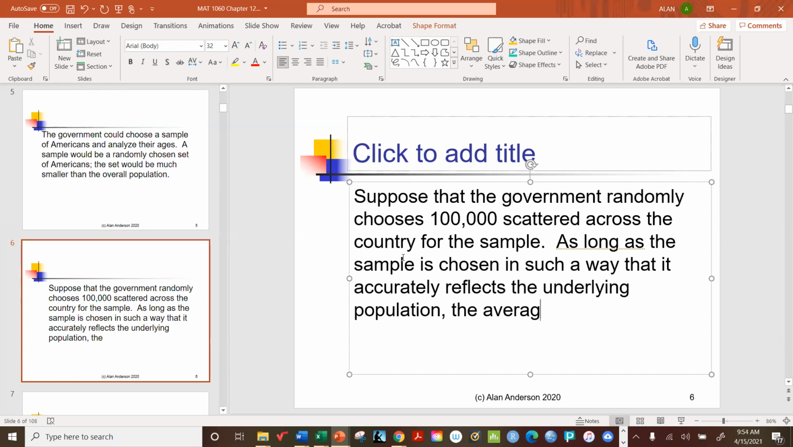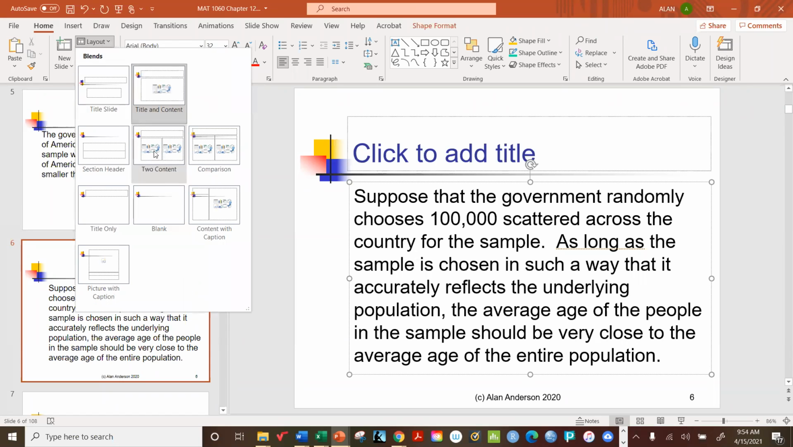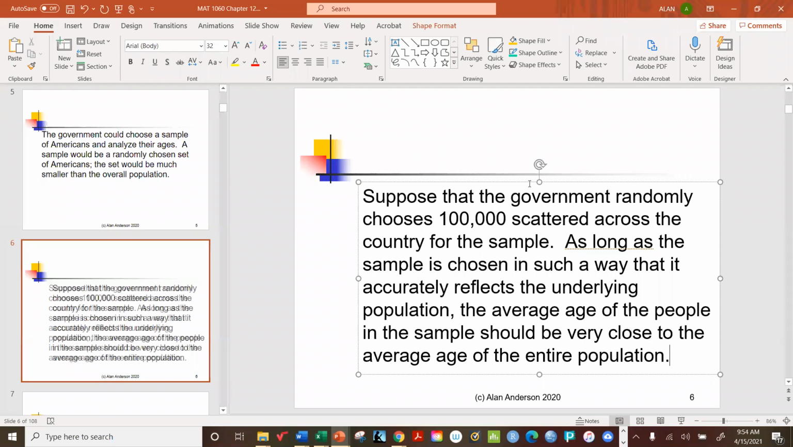the average age of the people in the sample should be very close to the average age of the entire population. And so what they've done is they've come up with an estimate of the population mean age or average age, and yet they've saved an awful lot of time.